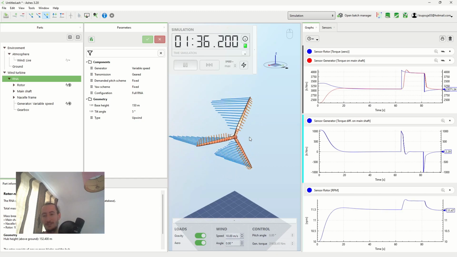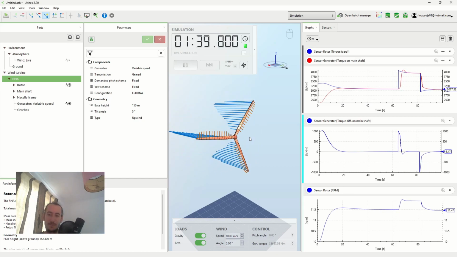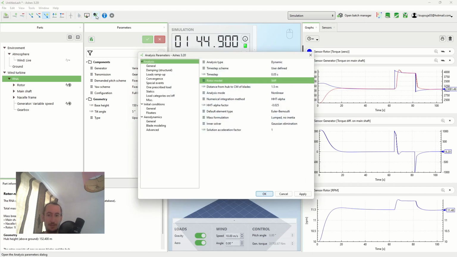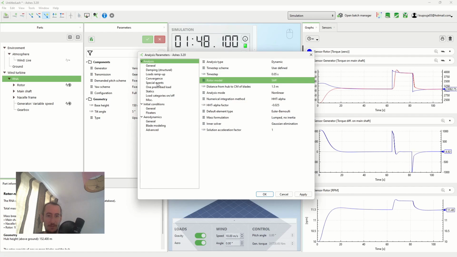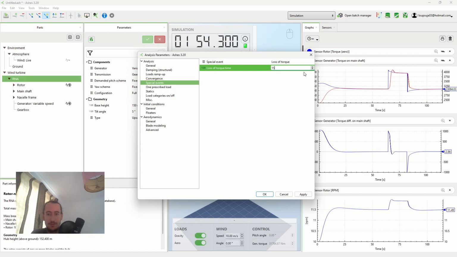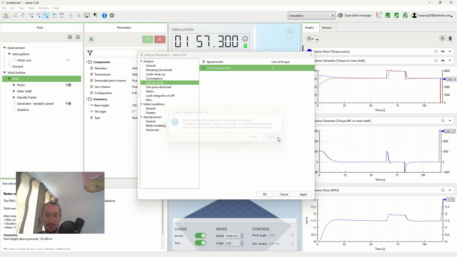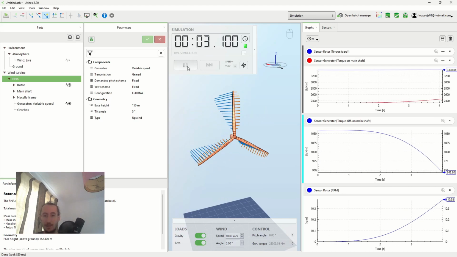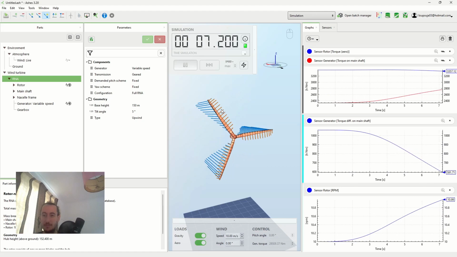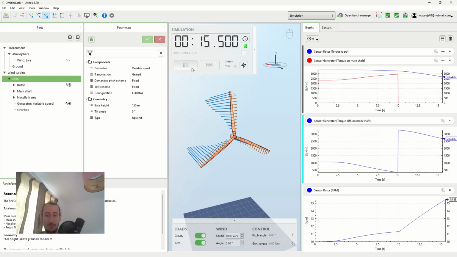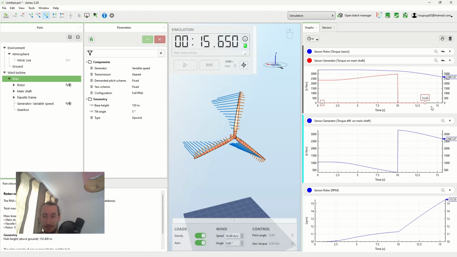So what happens in the grid loss event? Well, in a grid loss, what's going to happen is that we lose the generator torque, basically. So I can come here and say special event, loss of torque, and maybe start at 15 seconds. So here at 15 seconds, suddenly we're going to lose the generator torque. You can see that we start the same way as we did before. Oh, sorry, we lost the torque at 10 seconds. Maybe I didn't press enter. Okay, so at 10 seconds, we lose the generator torque.